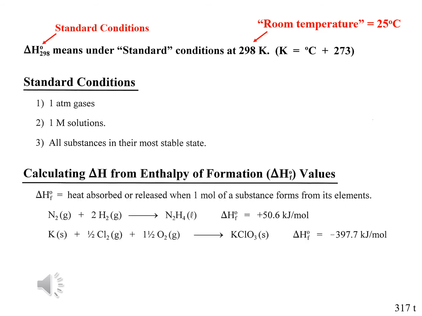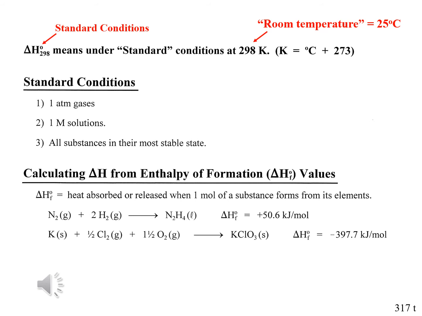Now you can calculate the delta H for any chemical reaction by using a table. This table is a list of what are called enthalpy of formation values. What the enthalpy of formation is, is how much heat is gained or lost when you make 1 mole of a substance from the elements. And so if you look at the 2 reactions I have there, you're making 1 mole of the substance. You can even use fractions in balancing for this particular case.